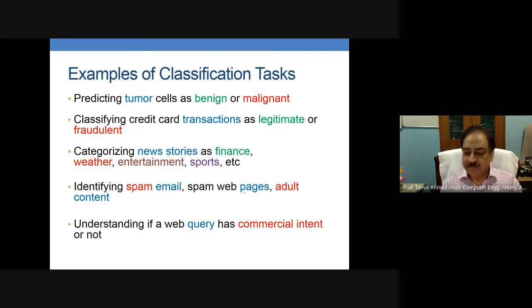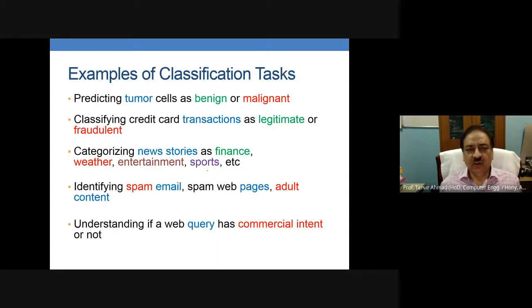Now, spam email classification is a very good problem where you have to treat a particular email as spam or non-spam. Even when you use Gmail, it has a classification where you can mark an email as spam. When you get a particular email, you can mark it as spam, and the next time Gmail will try to learn from that and classify such emails as spam.